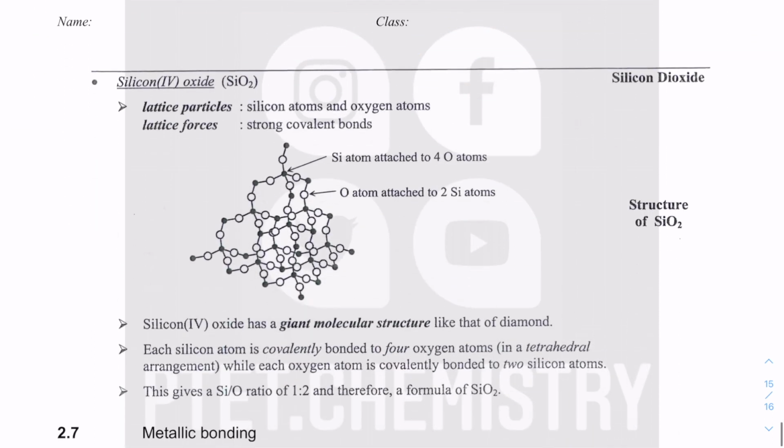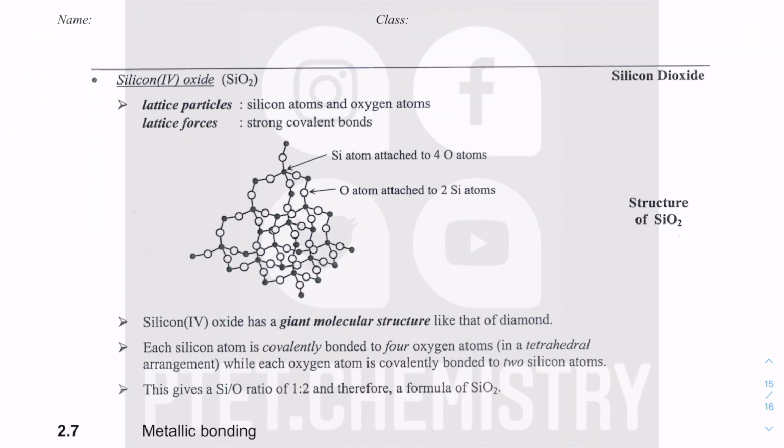All right. The third and the final case study of your giant molecular structure, compound with giant molecular structure, is this thing called silicon(IV) oxide, SiO2. So this is no longer an element. So this is not an element. It is not an allotrope of any element. It is a compound.